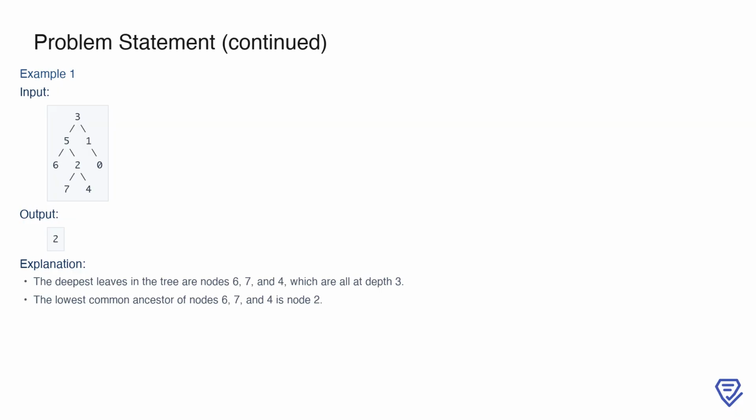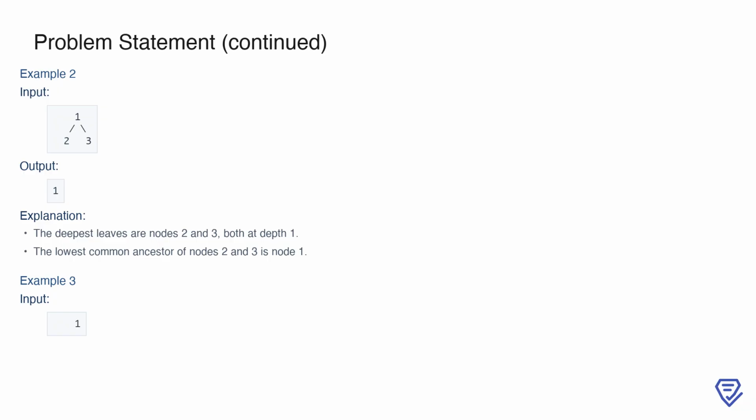Here, the input is a binary tree where the root node is 3, and it has two children, nodes 5 and 1. Node 5 further branches out to node 6 and 2, while node 1 has a single child, node 0. Among these nodes, the deepest leaves are nodes 6, 7, and 4, all located at depth 3. The lowest common ancestor of these deepest leaves is node 2, because it is the deepest node that has all three of them as descendants. So, the output for this example is node 2.